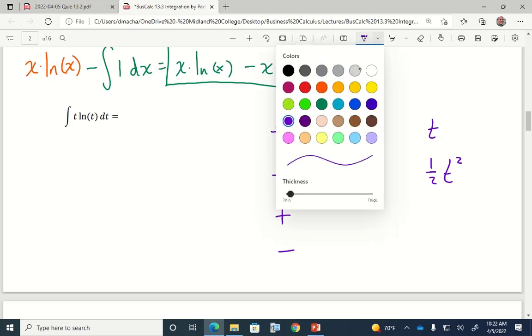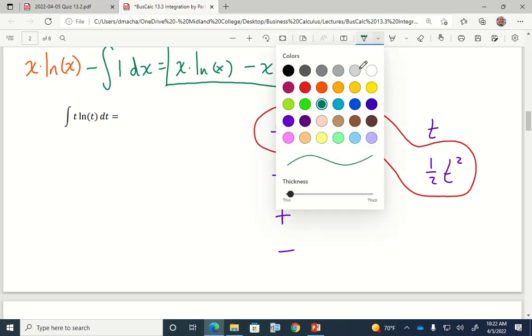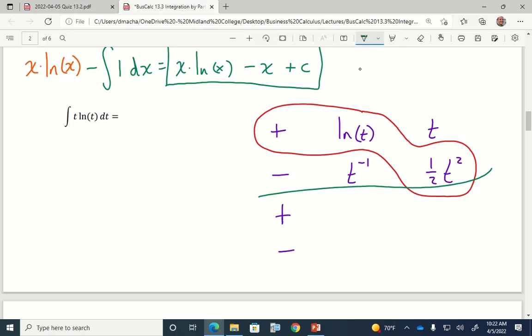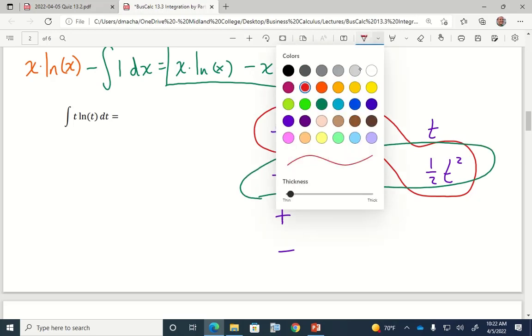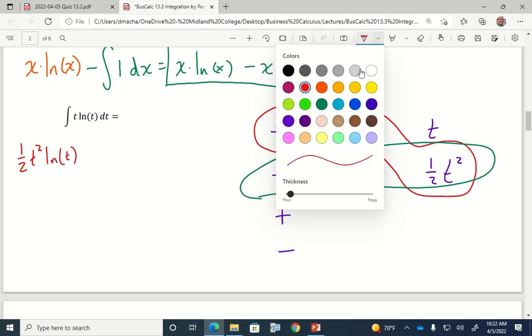Okay. Now, just like I did in the previous problem, I'm going to link up these guys and then link together these guys. So with the red grouping, that gives me plus 1/2 t squared natural log t. And then with my second grouping, let's see if it works.